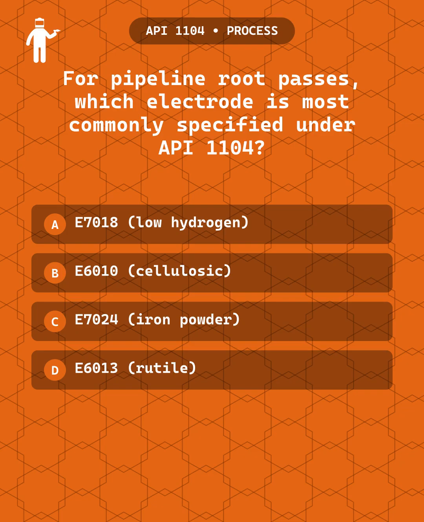Question 4. For pipeline root passes, which electrode is most commonly specified under API 1104? Is it A, E7018 low hydrogen, B, E6010 cellulosic, C, E7024 iron powder, or D, E6013 rutile?